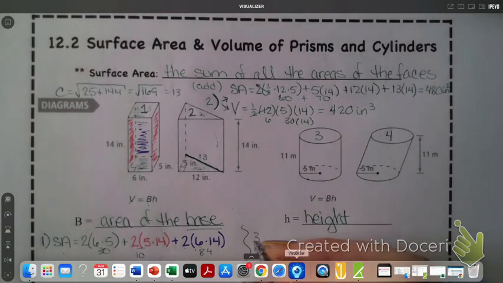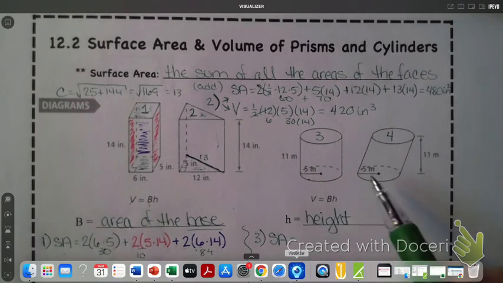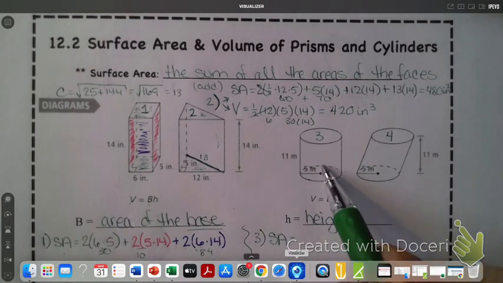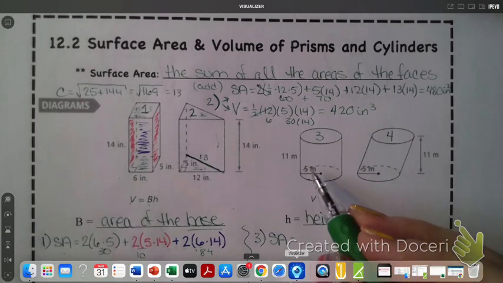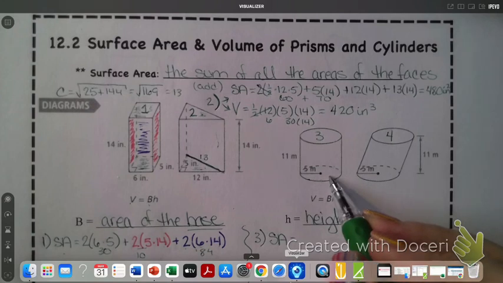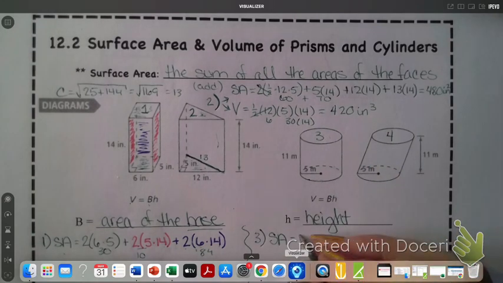So 3. So surface area equals the area of the base. So the area of a circle is what equation? Pi r squared. So is there 2 of these? Yes. So then we were going to multiply by 2, but that's not because it's the area of the circle, right? So 5 squared is, so 2 times 25 pi plus, now be careful.